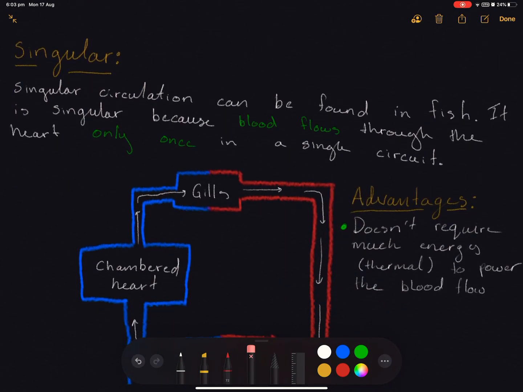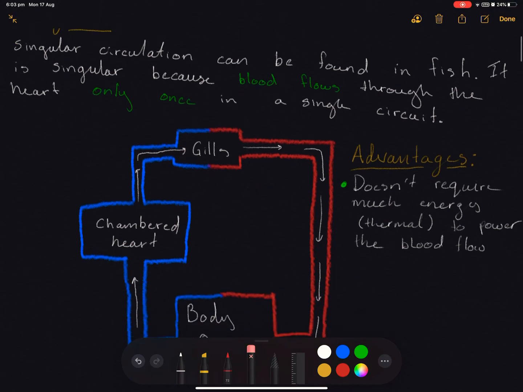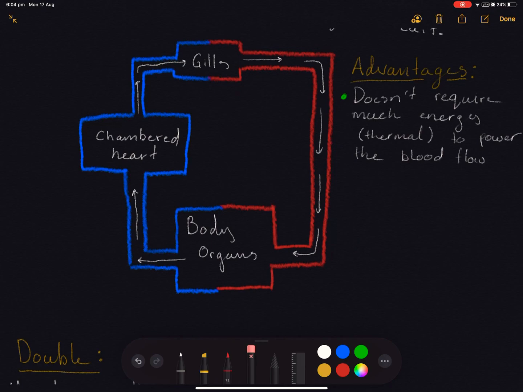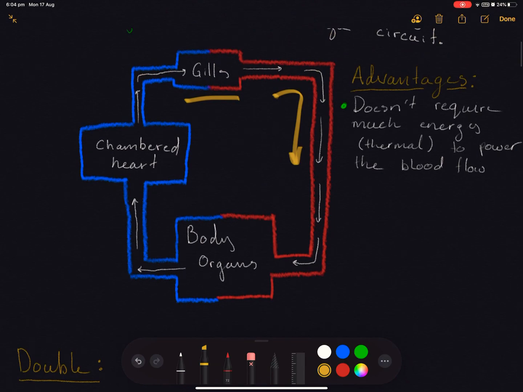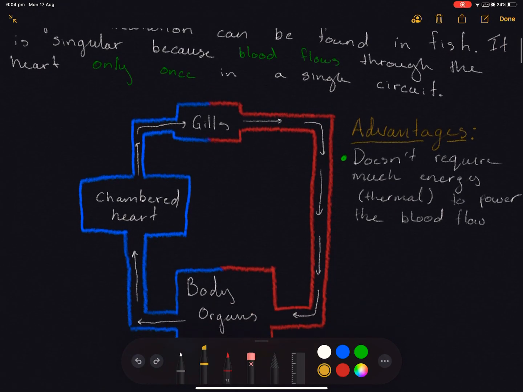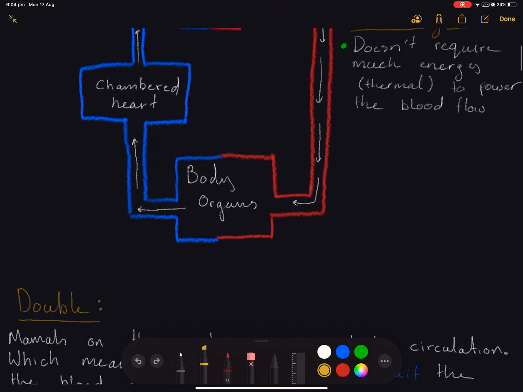The definition of a single circulatory system is that it only flows through the heart once, in one circuit. So, as you can see here, let's start at the gills. The blood will be oxygenated and it will go down to the rest of the body, so the rest of the organs, after which it flows back into the heart and the cycle repeats. Now, this sort of system is primarily found in pretty much all fish and a couple of other creatures.